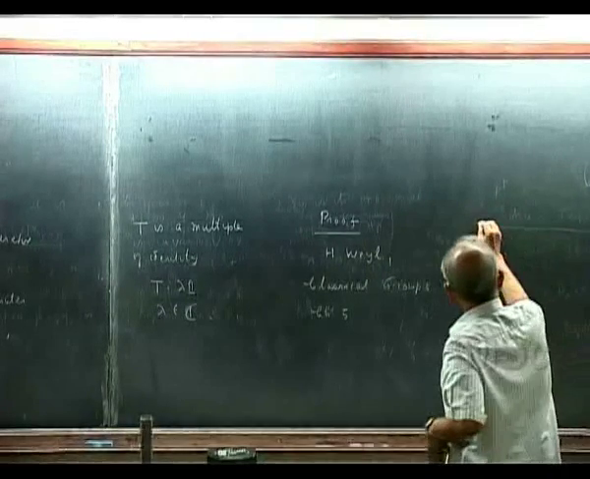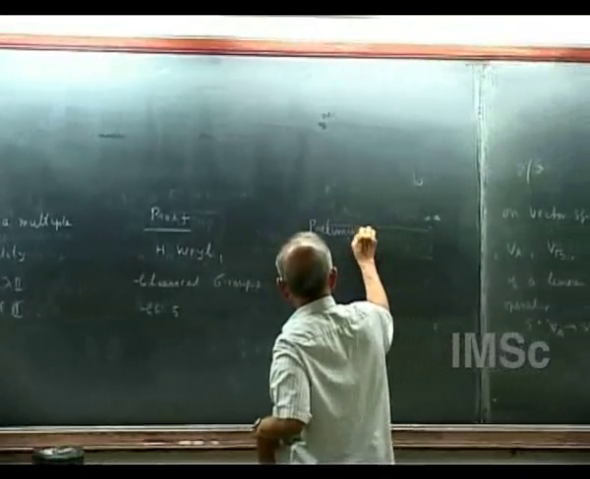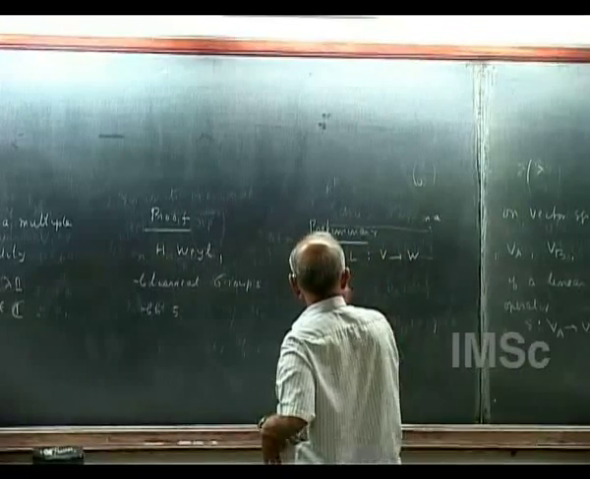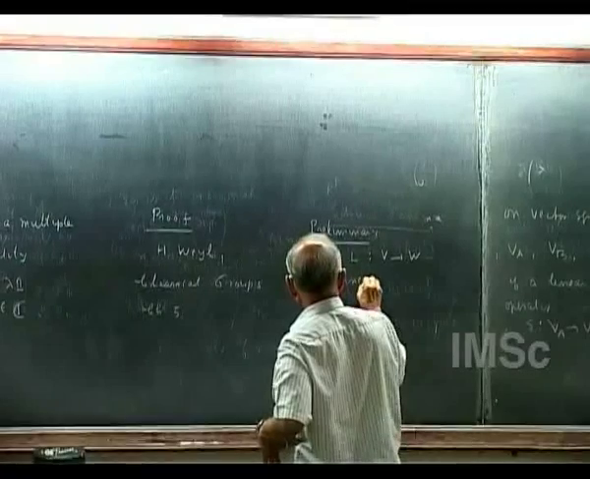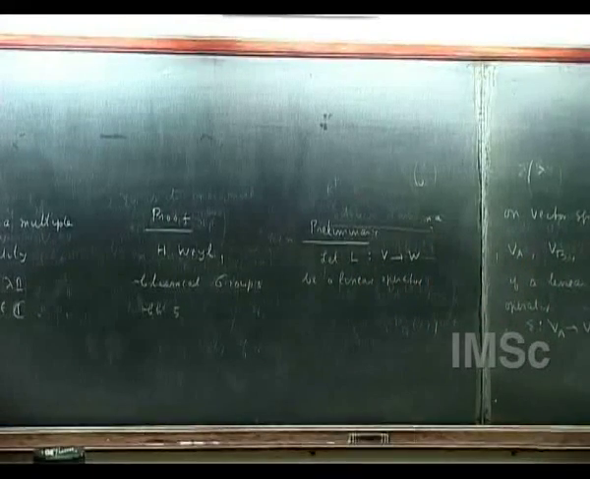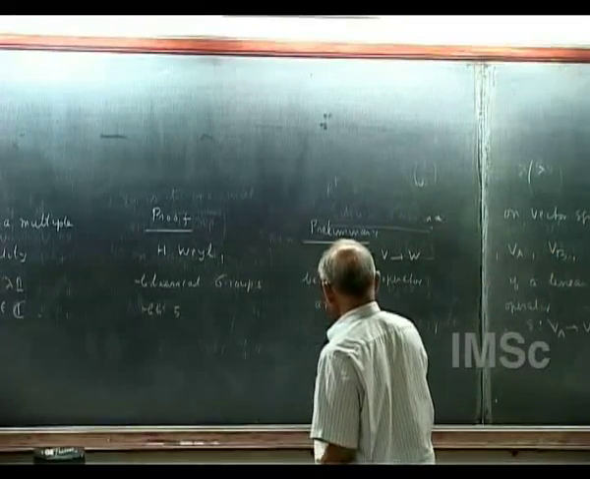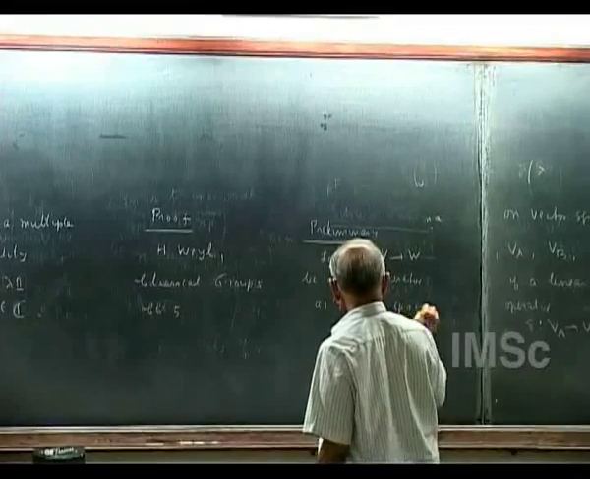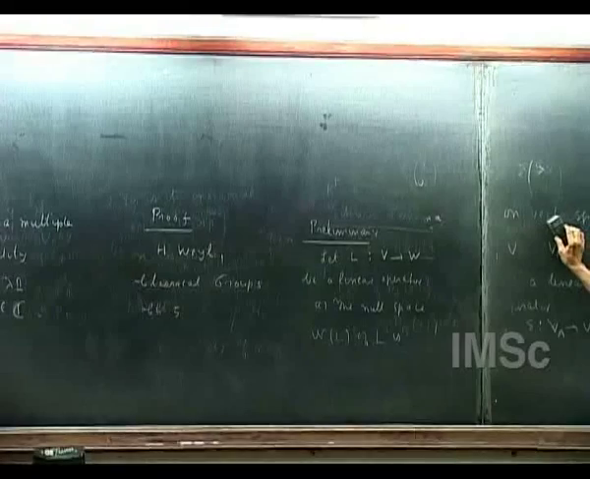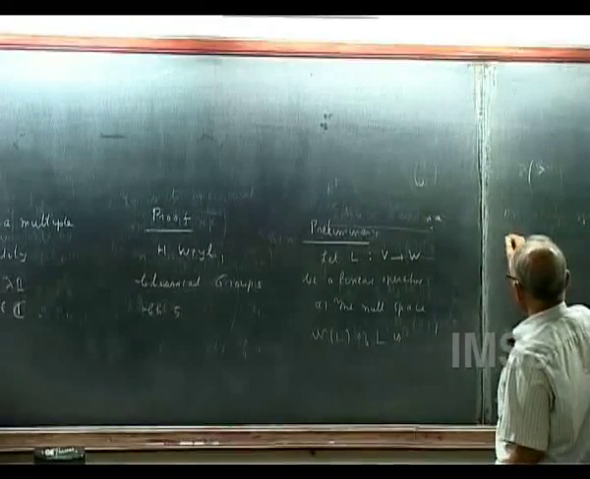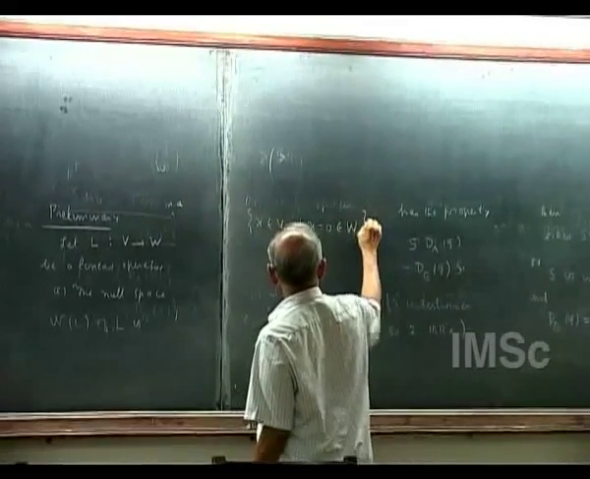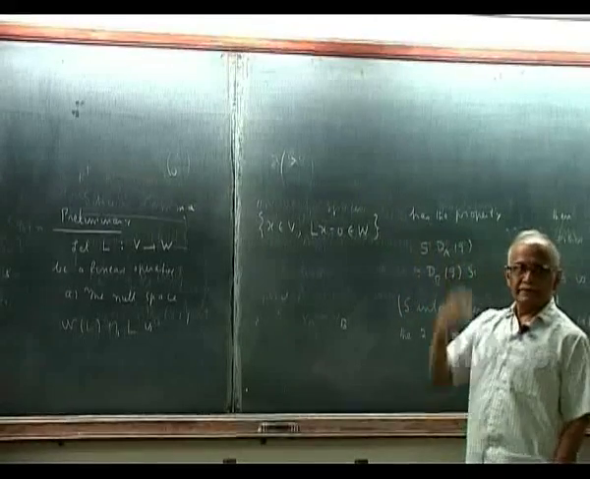So what I want to show, as a preliminary, is: let L be a linear operator from V to W. There are two elementary definitions. The null space, you know what it is, N(L), is all the vectors which it annihilates. It is a subspace of V, the set of all x in V so that Lx is 0. Of course, the 0 is in W. So these are all the vectors it kills off.